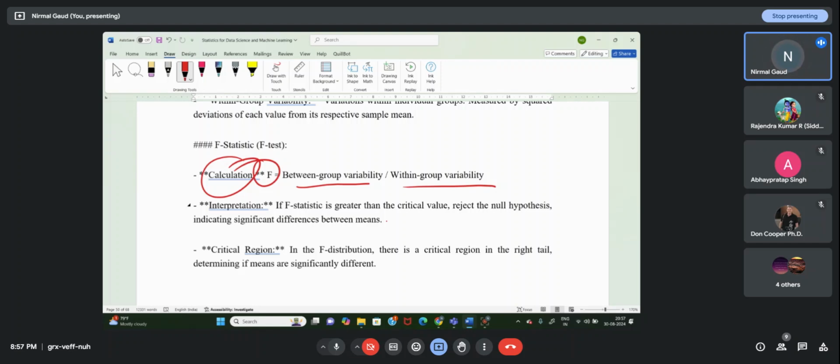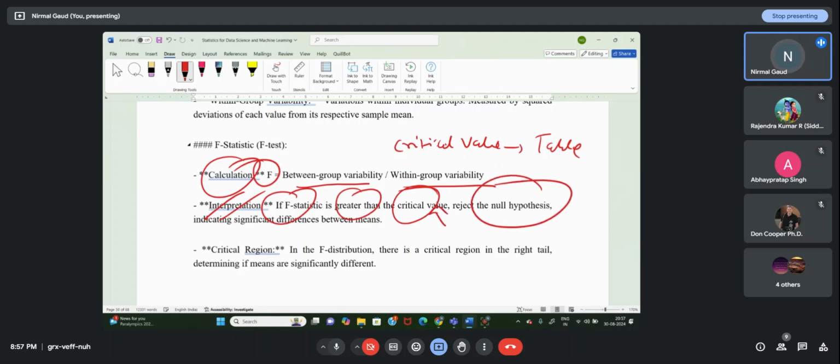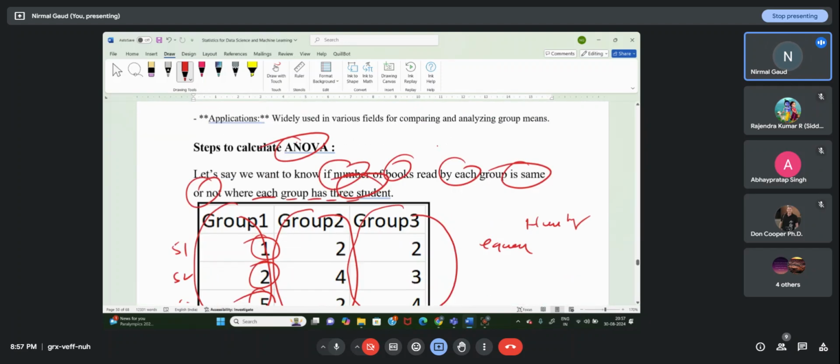The interpretation says, if the F statistic is greater than the critical value, there is some significant difference. For the critical value we already have an existing table; we'll check the table. If the F statistic is greater than the critical value, we are going to reject the null hypothesis. In the F distribution, there is a critical region in the right tail, to determine if there is a significant difference.